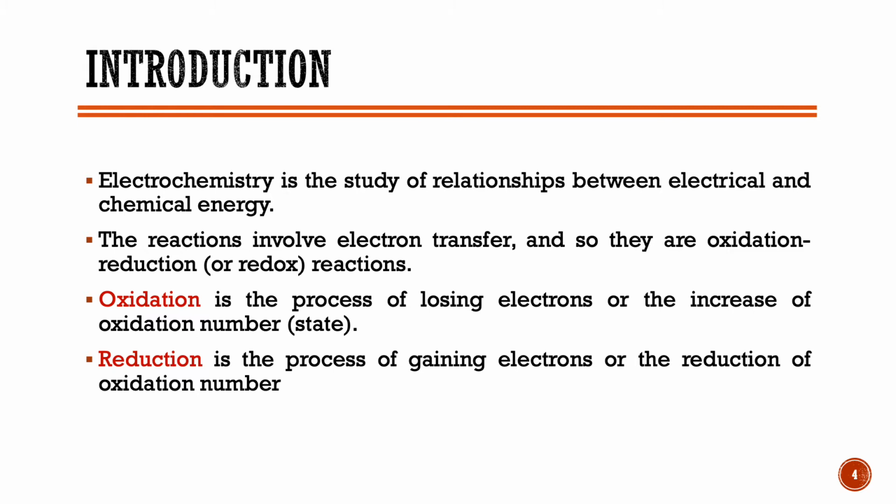The easiest way to determine whether the process undergo oxidation or reduction is just by looking at the oxidation number changes. So after this, I will abbreviate oxidation number as ON. Oxidation is the process of losing electron or the increase of ON, while reduction is the process of gaining electron or the reduction of ON.